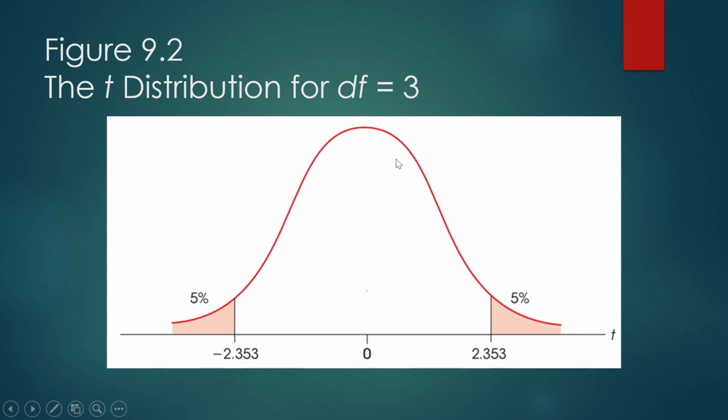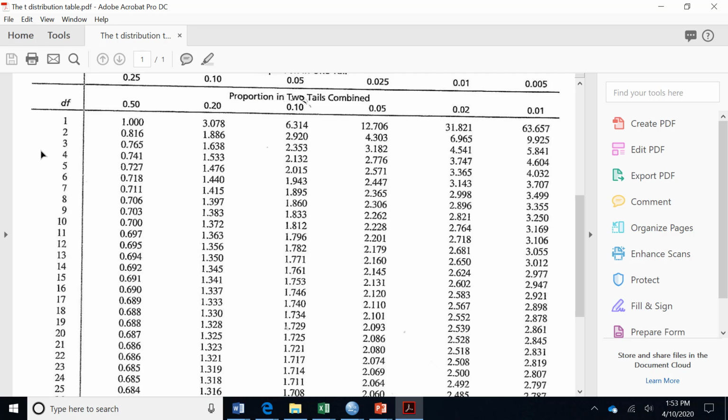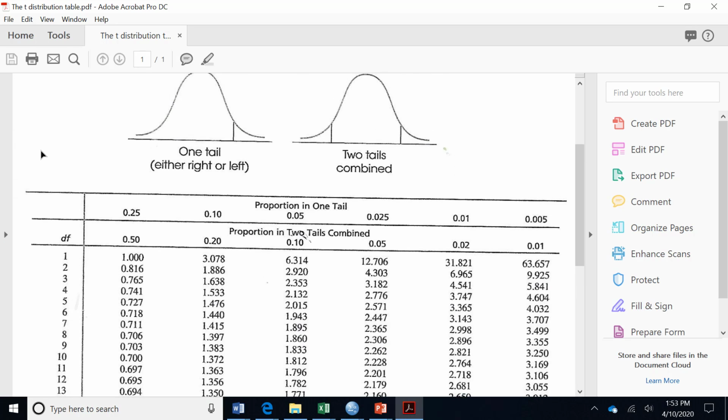So here, for degrees of freedom of 3, our critical boundaries are going to be negative and positive 3.53, giving us 5% in each tail for a two-tailed test. Now we do that by looking at the new table. All right, so this is the table that you want to look at.